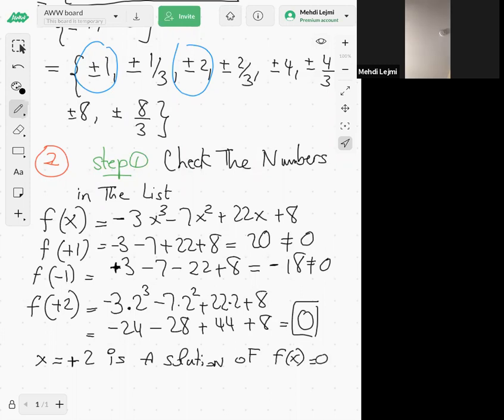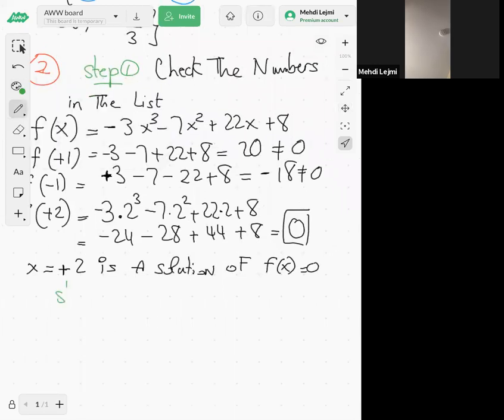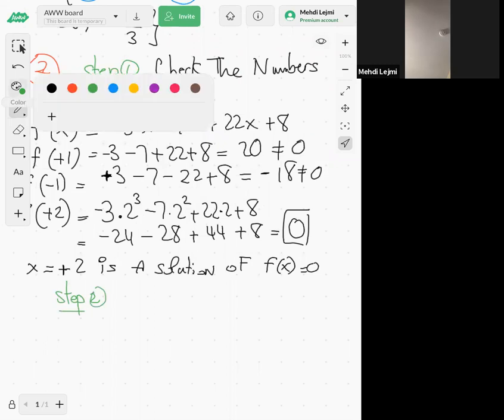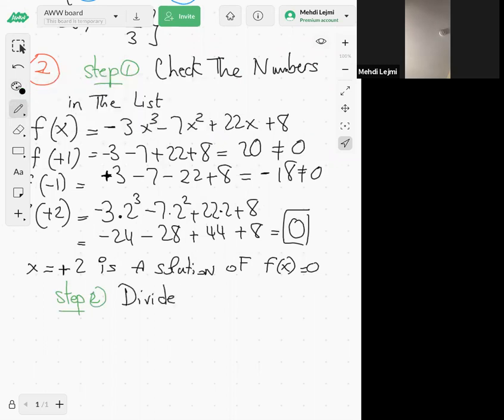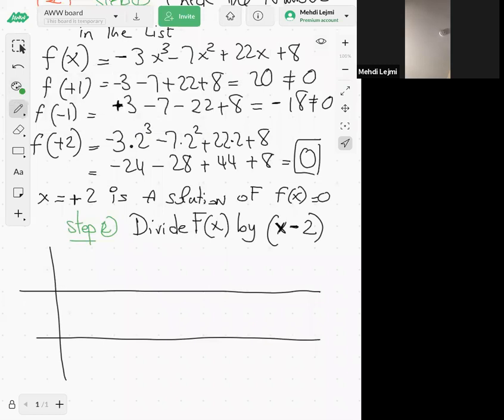So now I can move to the next step where you have to divide your f of x by x minus the solution you got, right? So this is step number 2. So I'm gonna divide f of x by x minus our solution, positive 2, so x minus 2. So what will be my c then? Well, it's x minus 2, so my c would be positive 2. So c is, of course, my solution. It's positive 2.